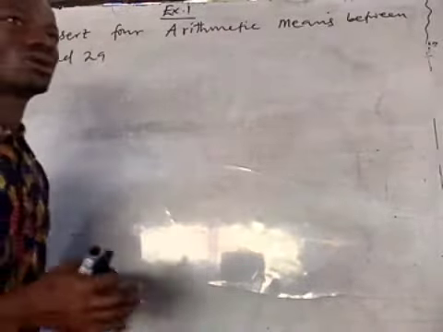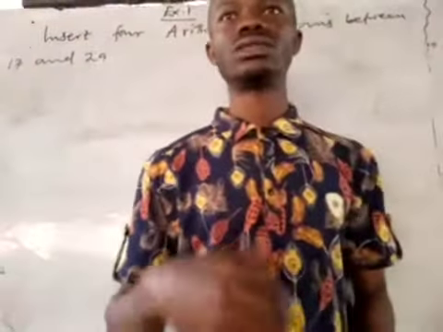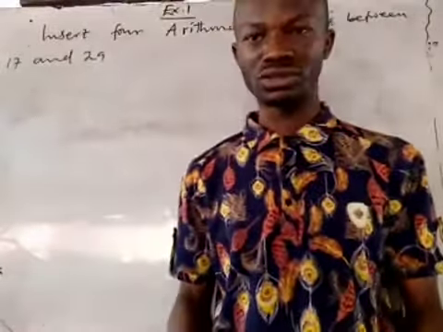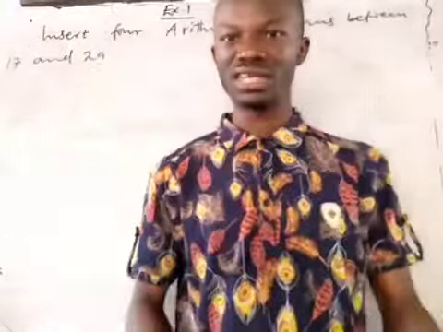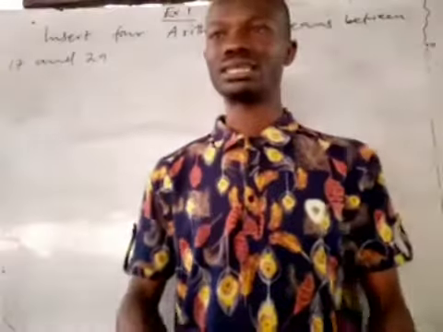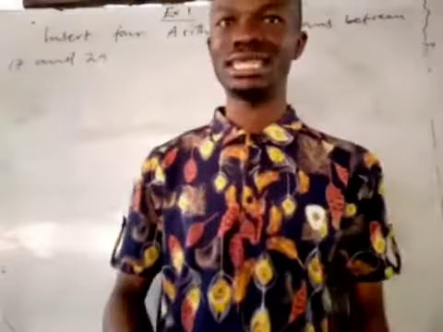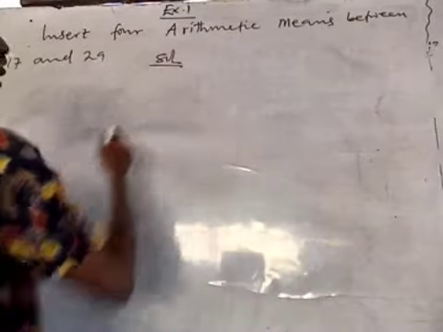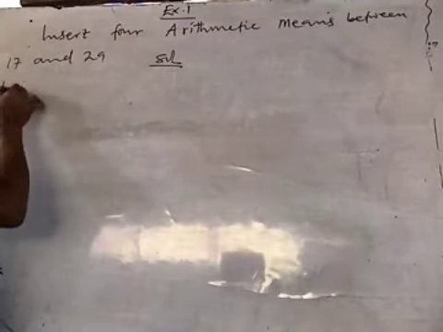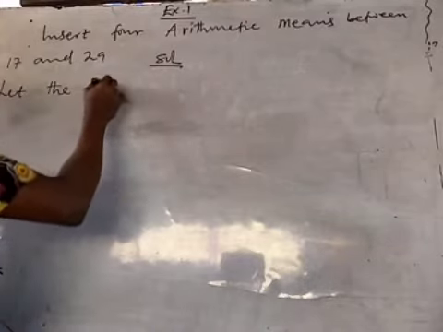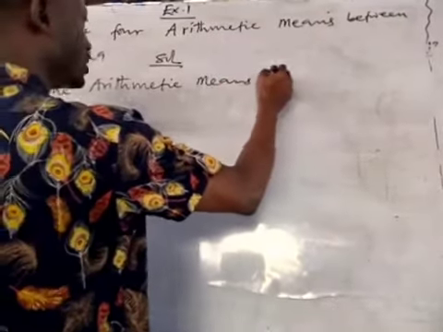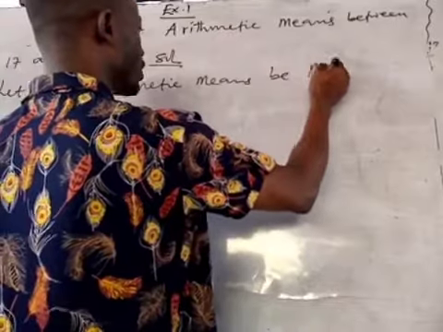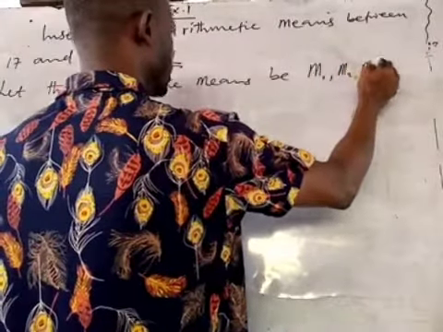And remember, in mathematics, whatever thing you don't know, you can use symbols or letters to represent the unknowns. So here, we are going to use some symbols to represent the unknown arithmetic means, which we intend to insert in between 17 and 29 to form a sequence in arithmetic progression. Now, solution. We now start. So I can just say, let the arithmetic means be M1, M2, M3, and M4.